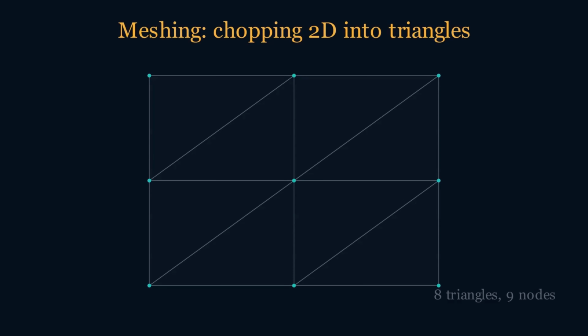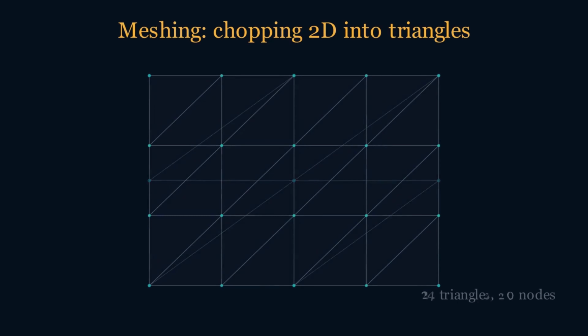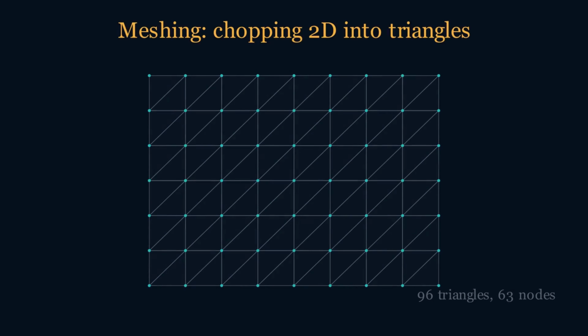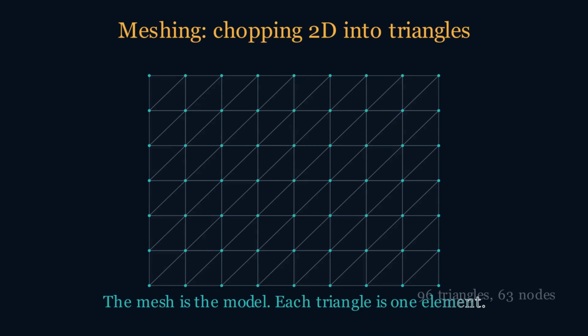And just like in one dimension, a finer mesh means more accuracy. Add more triangles, and the model resolves the solution more sharply. The same convergence idea, now spread across an area. The mesh is the model. Now we just need to understand one triangle, how a single triangular element behaves, and then assemble them exactly like before.